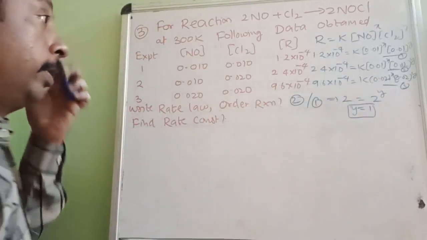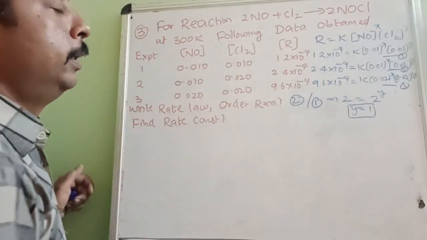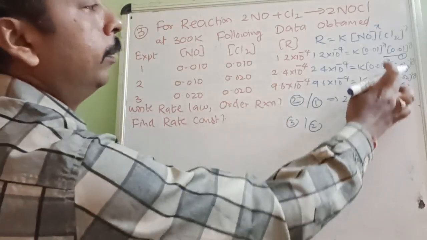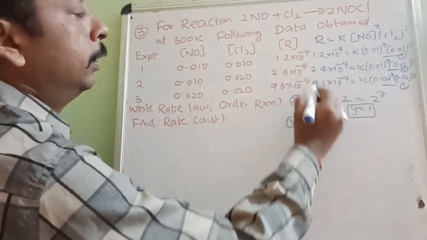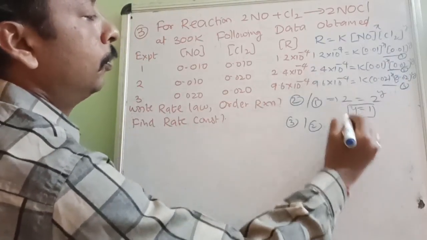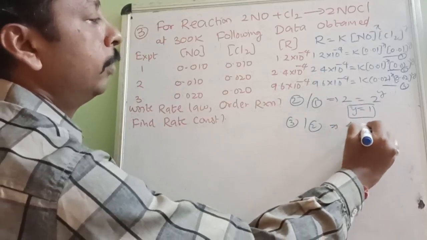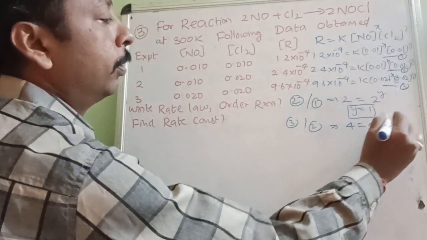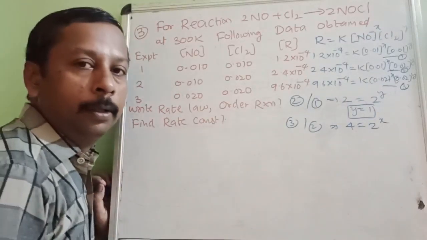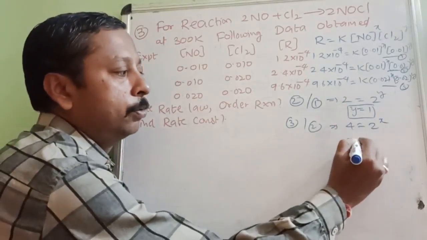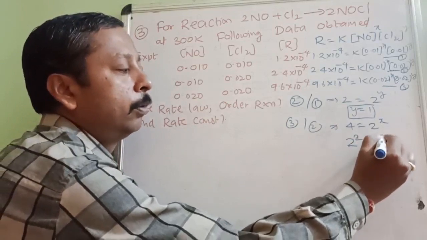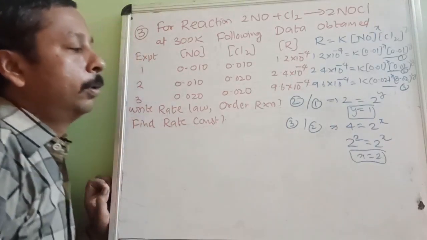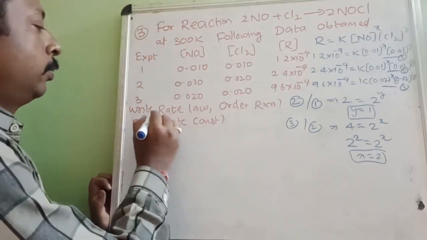Okay. Now the next part is very easy. Equation 3 by equation 2. What will you get? Here you will get 4: 2.4 to 9.6. So here it is 2 to the power of x. Okay, so what will I write this 4 as? 2 to the power of 2 is equal to 2 to the power of x. So x is equal to how much? 2.